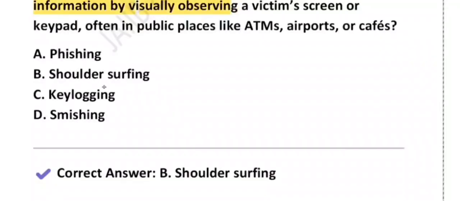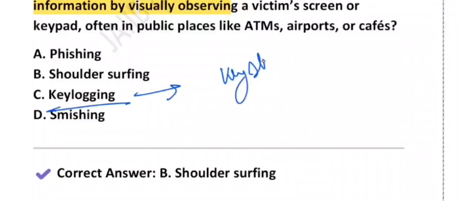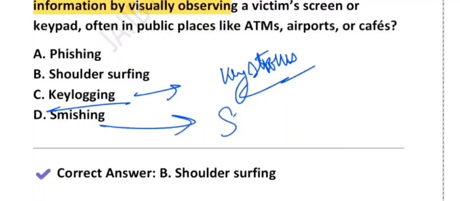First thing. Second thing they have mentioned is key logging. Key logging is software or hardware that records keystrokes, right? Basically, they record the keystrokes. Okay, so they require malware or a physical device, not watching someone type. And if you talk about smishing, smishing is SMS-based phishing. Fake text messages asking for details, no visual spying involved.